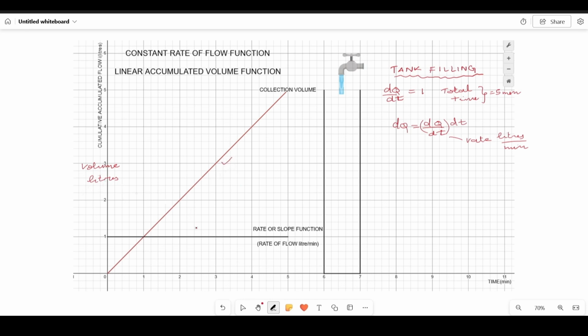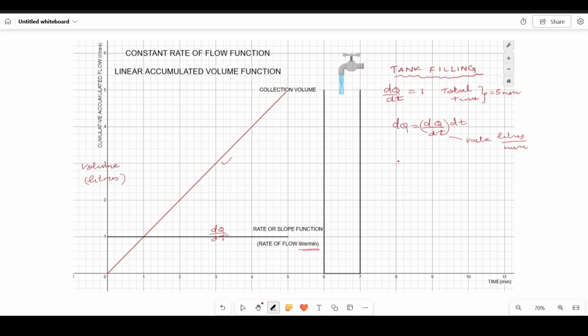The next function given here is the rate of accumulation, that is dq by dt. So two graphs are formed. The volume is in liters, and the rate of accumulation is in liters per minute. We are trying to understand the case of cumulative accumulation by integration, so let us integrate this function and find the cumulative accumulation.